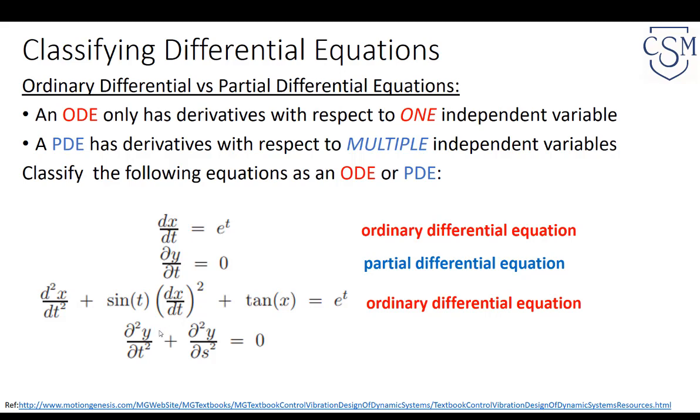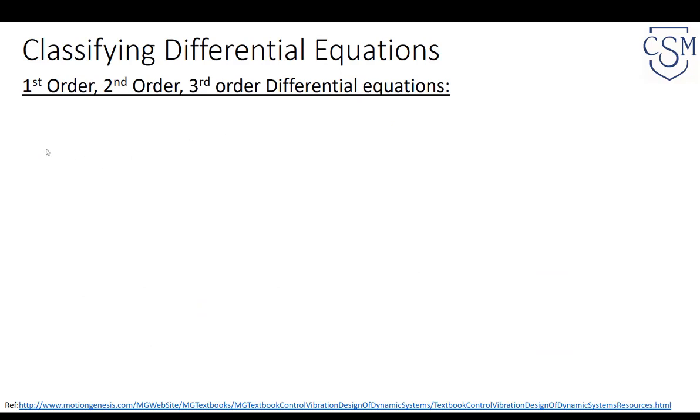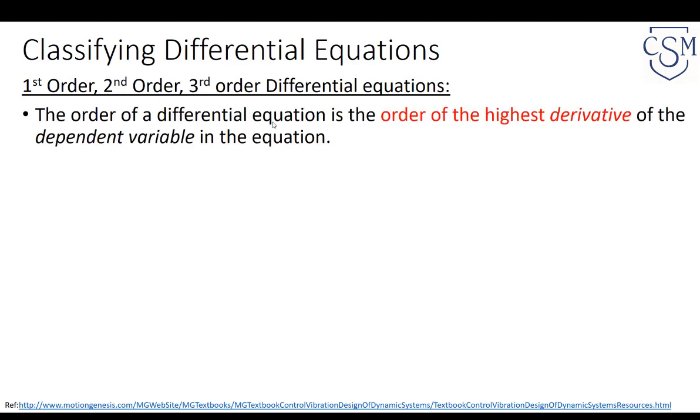The final equation has partial derivatives with respect to t and s, therefore this is a partial differential equation. Next, we like to classify differential equations with respect to their order, whether it's a first order, second order, or higher order differential equation. The order of the differential equation is the order of the highest derivative of the dependent variable in that equation.